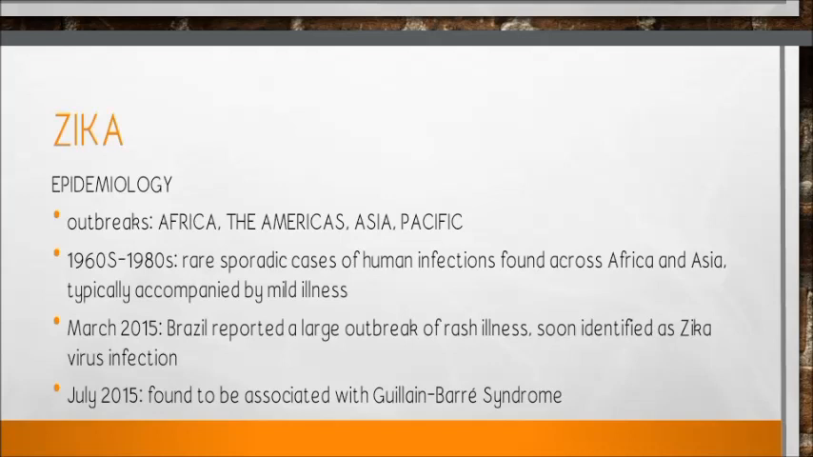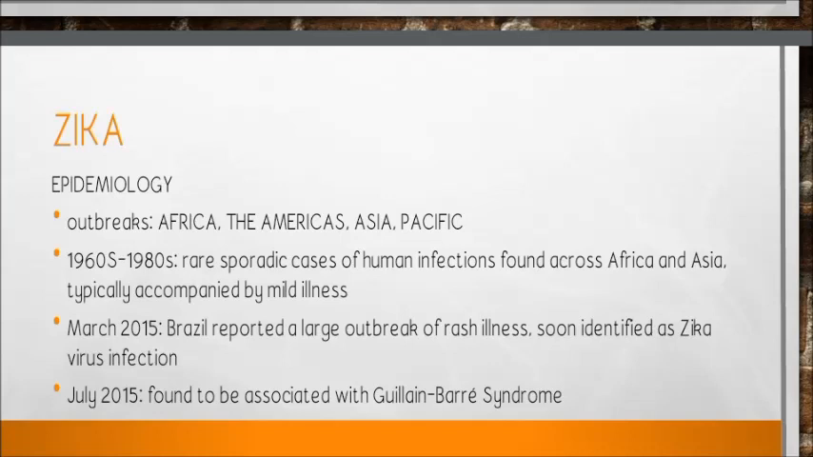From the 1960s to the 1980s, there were rare sporadic cases of human infections found across Africa and Asia, and at that time it was typically accompanied by only mild illness. By March 2015, in Brazil, there was a reported large outbreak of rash illness, soon identified as Zika virus infection. So at first it was only mild illness, then the second one is rash illness.